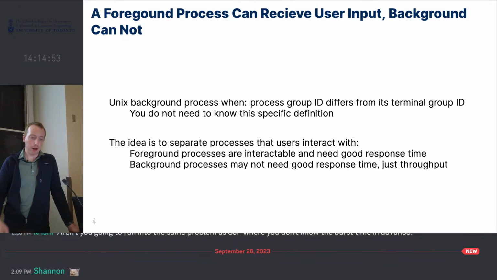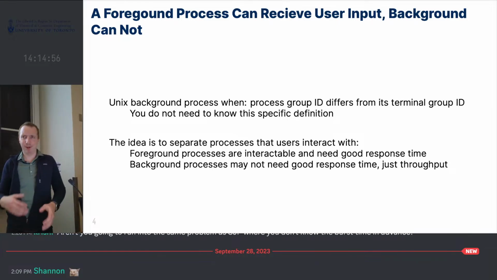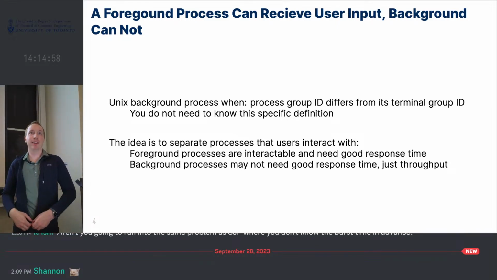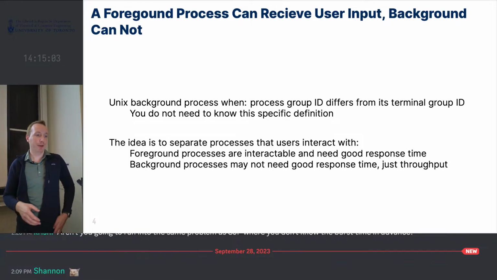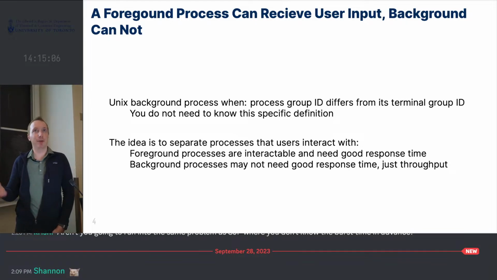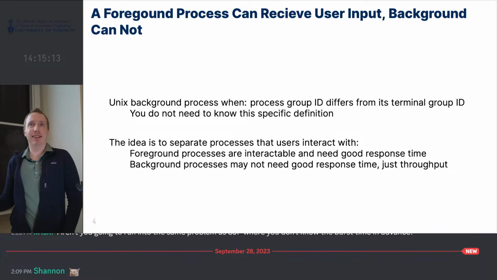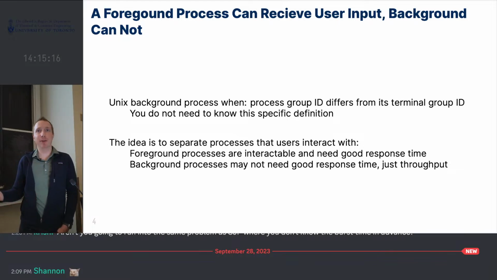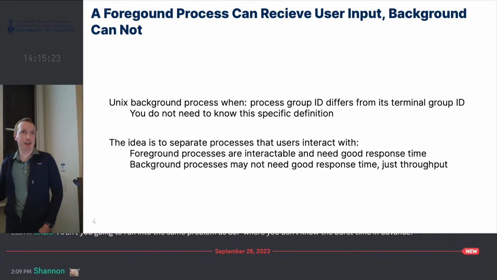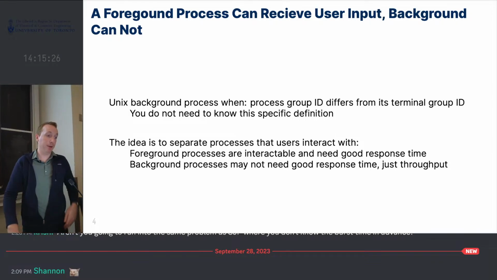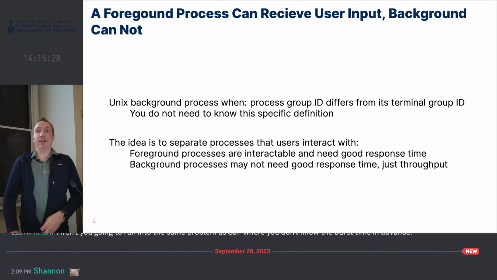So on Unix, you can identify a background process. Back in the day when you were just typing at a normal terminal, if your process group ID is different than the terminal group ID, which is the actual thing you are typing on, then that means you are likely a background task and you're not connected to a terminal, which means you can't receive input. So I know you're a background task, and I can not do anything terribly complicated with you. But that's not a thing anymore.